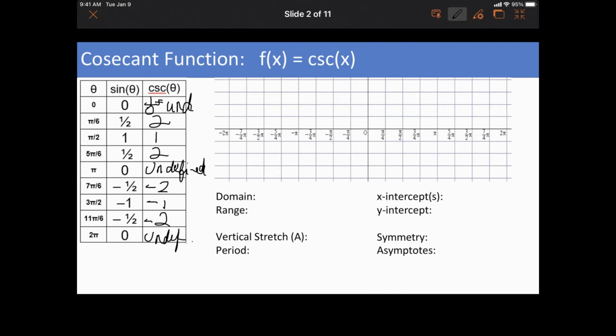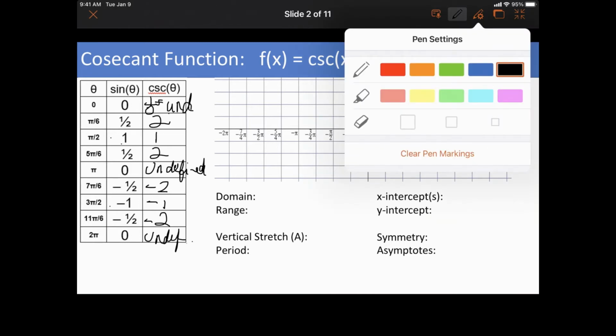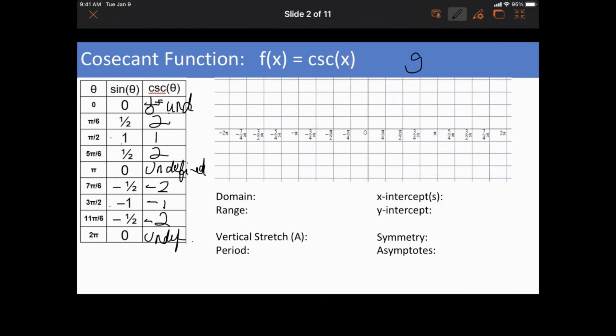So we can see a pattern. Anytime where it is 0 for sine, it's undefined for cosecant. Anytime it's 1 or negative 1, they're going to stay the same. So the easiest way to do a cosecant graph is first to actually draw the sine. Okay, so I'm going to graph this first. Just a normal parent graph that we're used to.